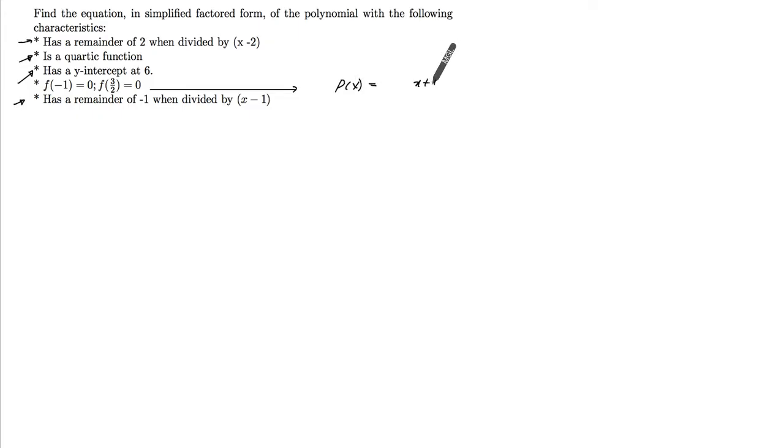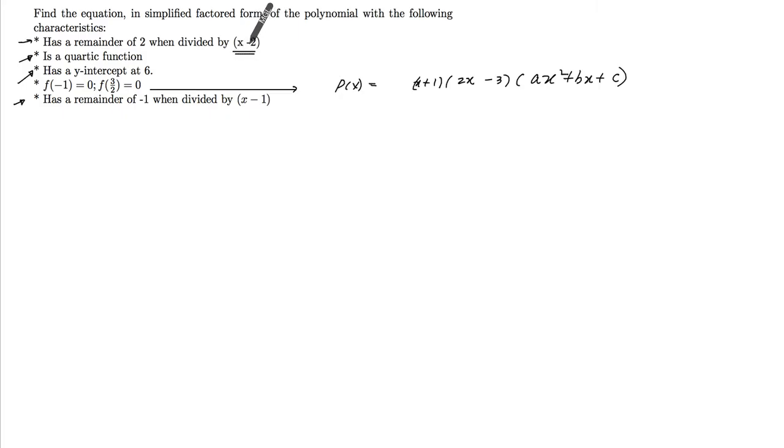We have x plus 1 as a factor, and we have 2x minus 3, right? If you put 3 over 2 in here, this will turn into 0. Then we ought to have a degree 2 polynomial multiplied to this, because overall it's a quartic. Now let's use the remainder theorem information.